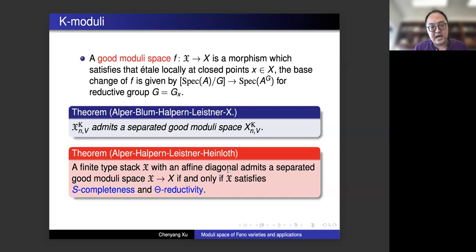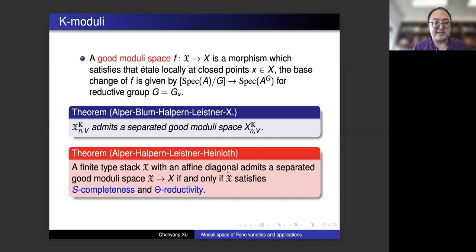And to check this, we actually use a general criterion by Alper, Halpern-Leistner, and Heinloth. The original theorem was proved together with Alper, Blum, Halpern-Leistner, and myself. But we use this general criterion, which says that a finite type stack with affine diagonal, which is certainly our case, has a separated good moduli space if and only if it satisfies two valuative criteria, which I'll specify in more detail on the next page.